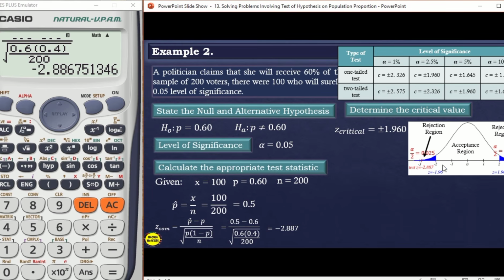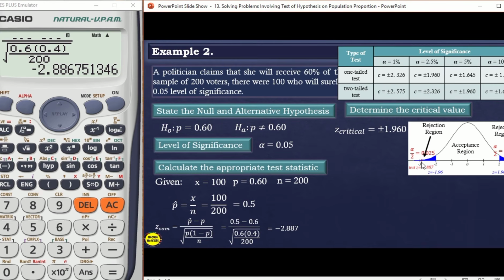So, gamit yung graph para makita nyo, makikita natin dito na yung level of significance natin divided by 2. Bakit? Two-tailed test kasi ito. Meron tayong dalawang rejection region. So, yung significance level natin dito, i-divide natin kay 2. Kaya yan ay 0.025. So, balikan natin yung computed value natin. Yung computed value natin is negative 2.887. So, saan natin makikita yan?